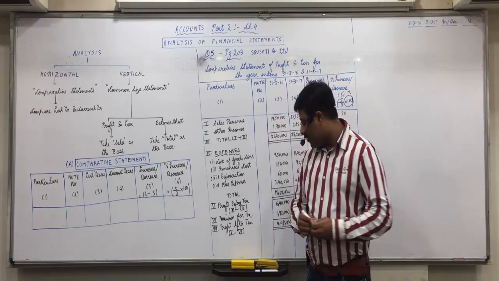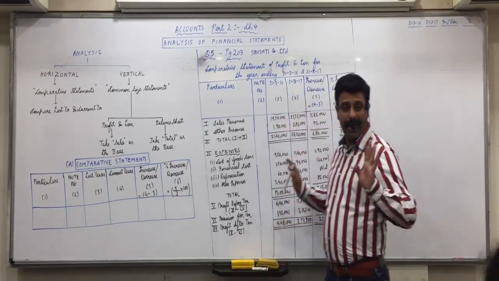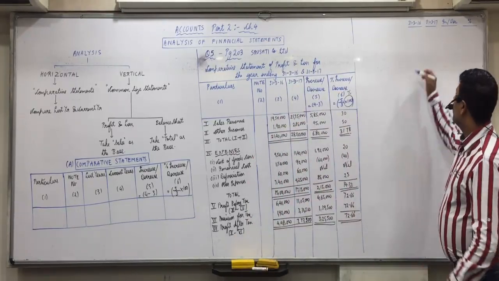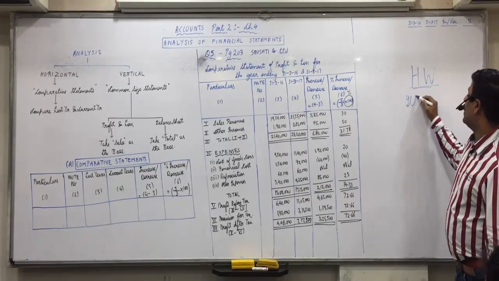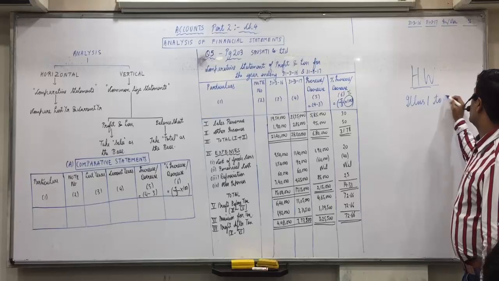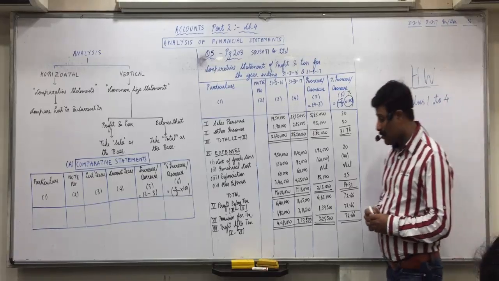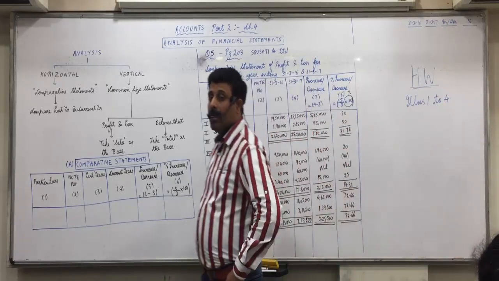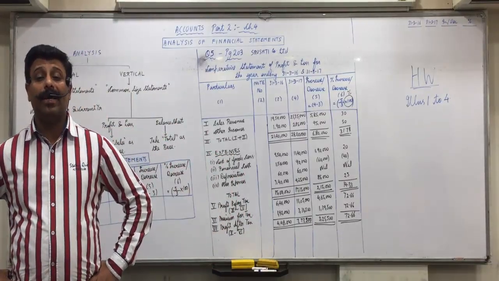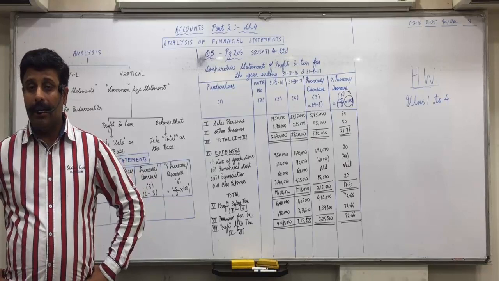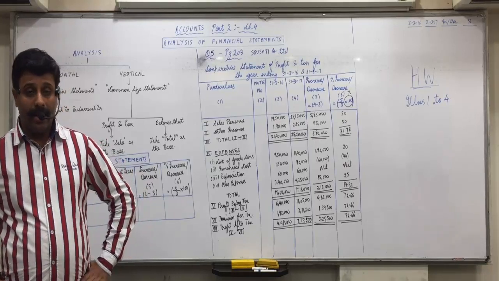So, everyone is clear with this comparative statement? Yes, sir. Homework is illustration 1 to 4, to be done on Monday. Tomorrow, since you have the test, you'll show it on Monday. And tomorrow, I'll be taking the classes from 8 to 10. Then test from 10:15 to 11:15.